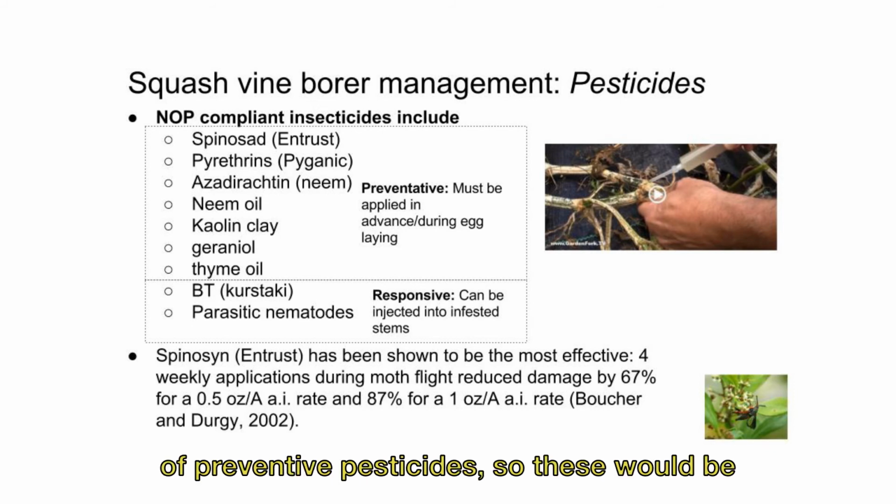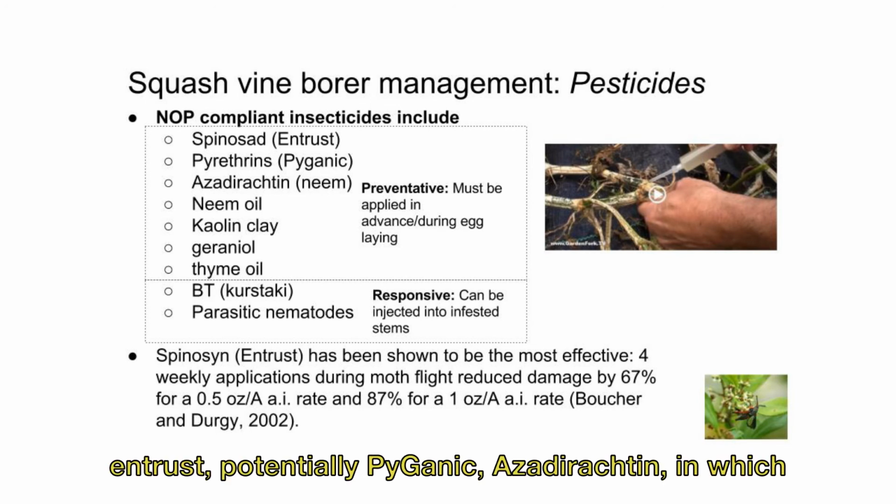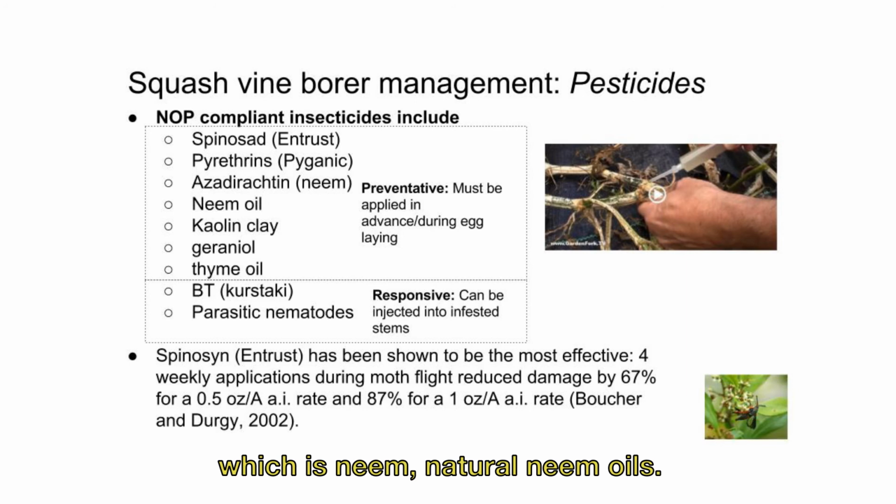Preventative pesticides, so you'd want to apply these in a prophylactic way, in advance of damage. They're not going to help you once that larvae gets into the vine. And then responsive. And these include things like spinosad, the trade name for that is Entrust, potentially pyganic, azadirachtin, which is neem, natural neem oils.